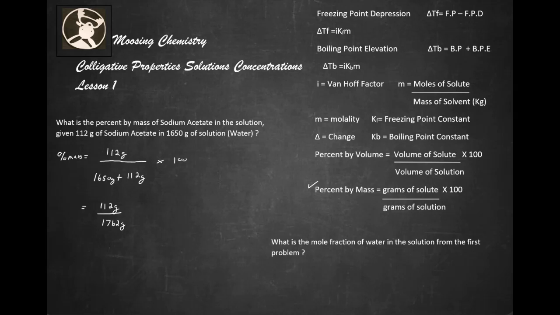1762 grams times 100. So why do we add these two together like that? Well, because we put the sodium acetate into the water, right? So that adds to the total mass of the solution. All right, so now when we do the math, it's going to come up with 6.36% of sodium acetate.